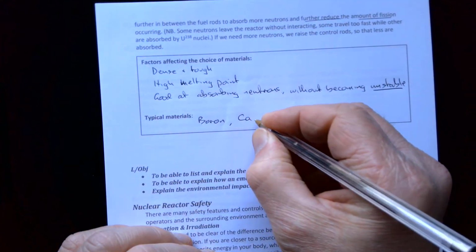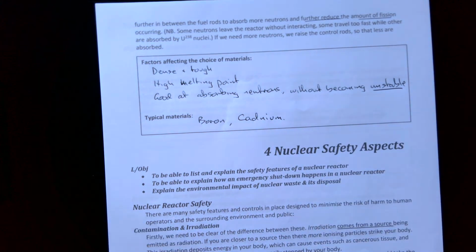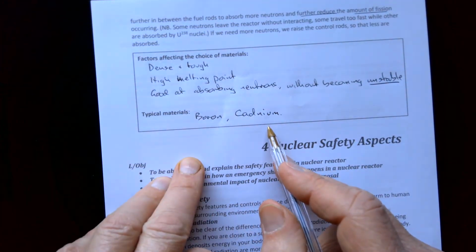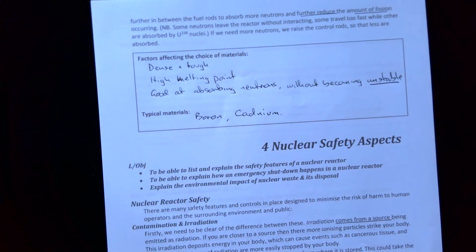And cadmium, which is the name of a small town near where I lived as a child. So again, it kind of sticks in my head. But yeah, boron and cadmium. It's quite a boring town as well.